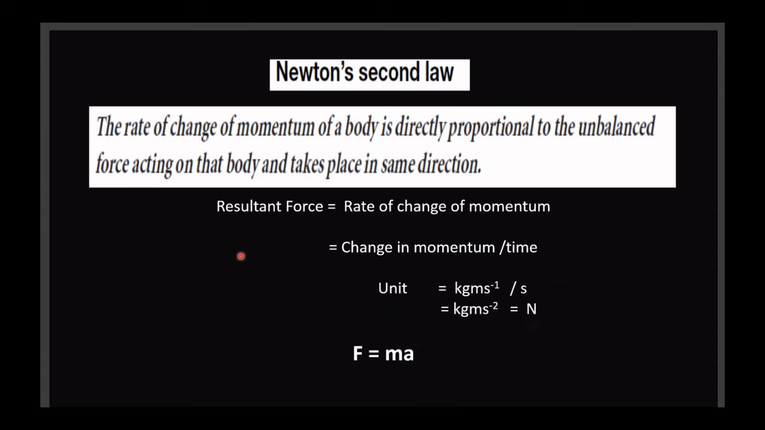Using resultant force equal to rate of change of momentum, you can easily derive the basic equation of Newton's second law. It is F equal to ma. You need to know how to derive this equation.